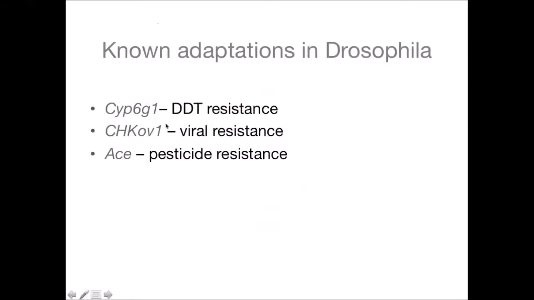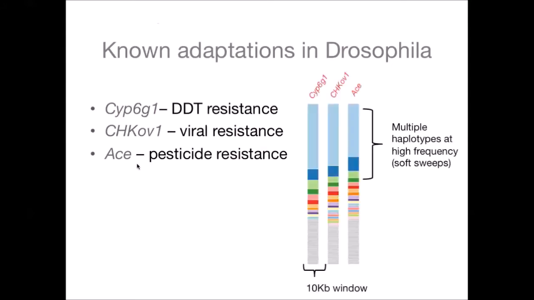And so there are three very prominent cases of adaptation at the loci CYP6G1, Chkov1, and Ace. And these are all cases that have arisen due to very strong selective pressures and recent selective pressures. And if we take this data set from North Carolina, almost 200 inbred lines known as the Drosophila Genetic Reference Panel, and we draw a 10 kilobase pair window around these, centered at these three loci, and then plot what the haplotype frequency spectra are, we can see that we actually have signatures of soft sweeps.